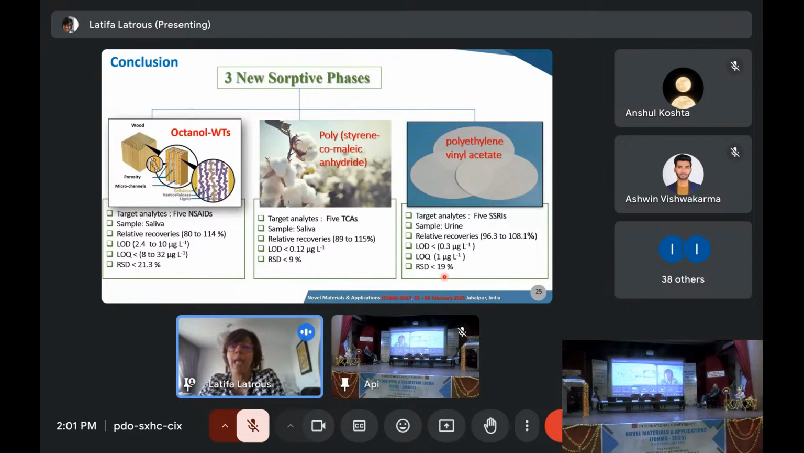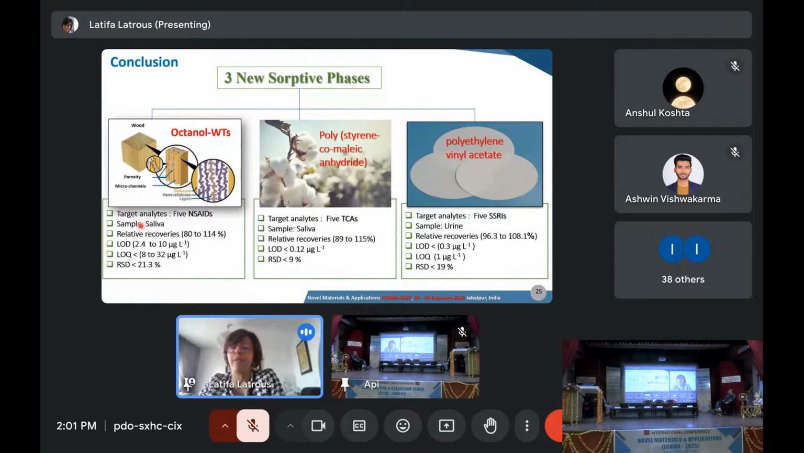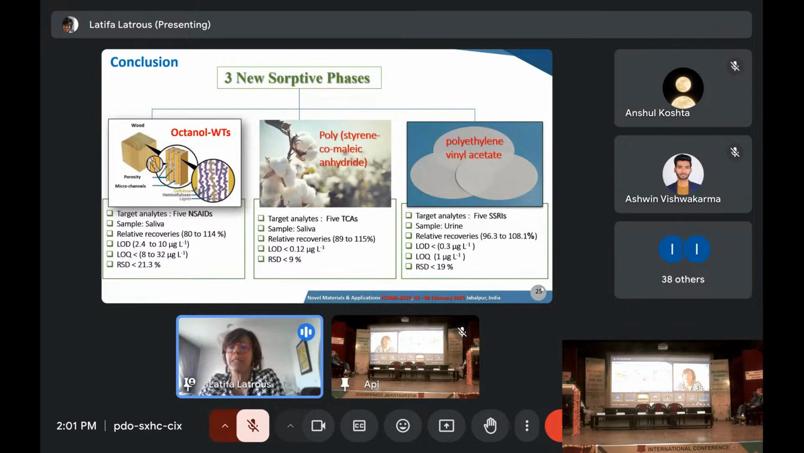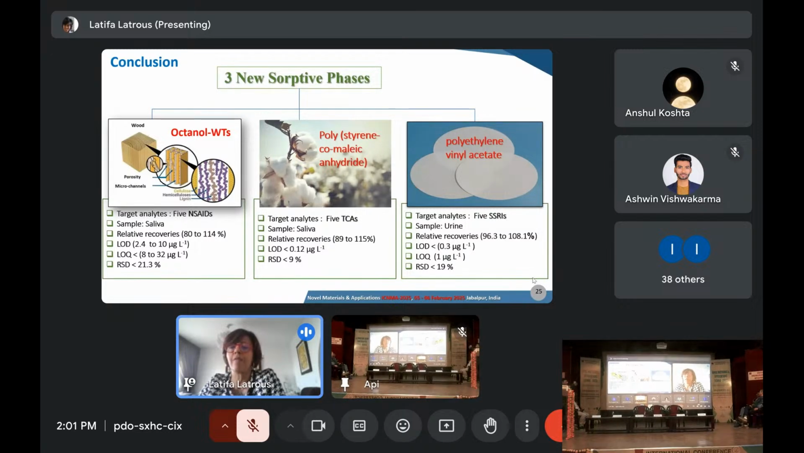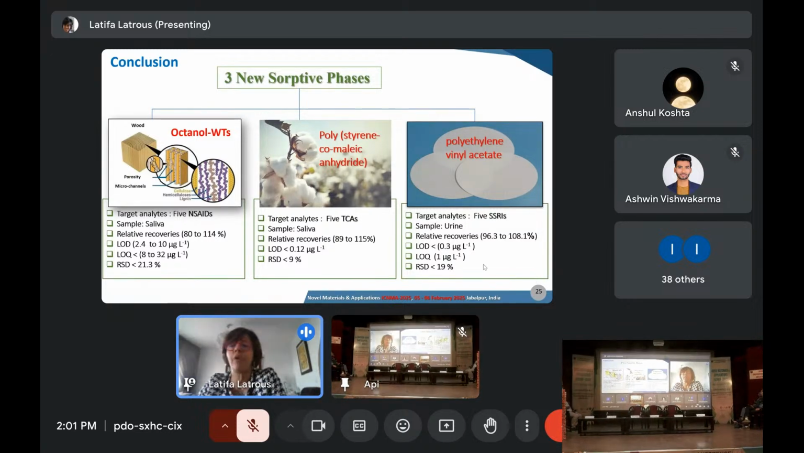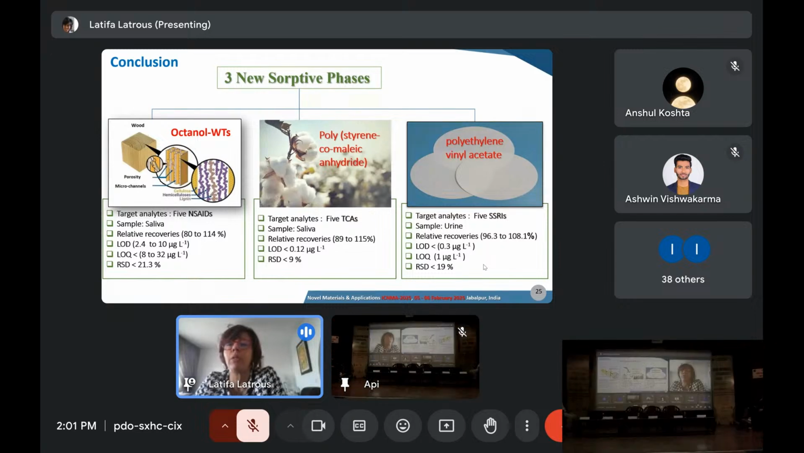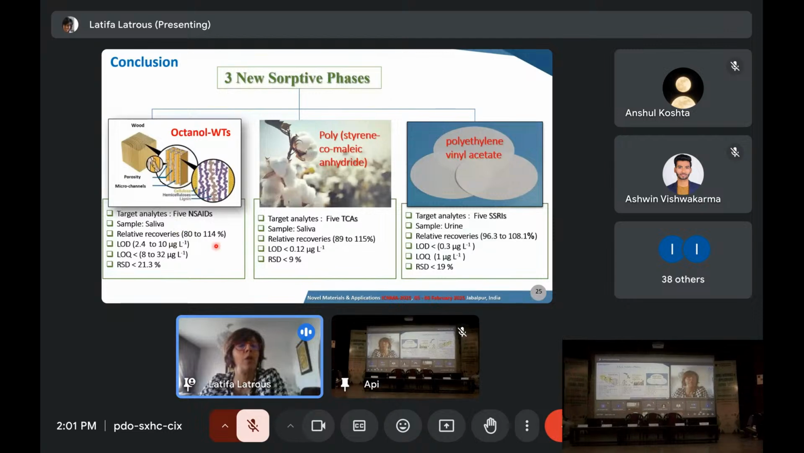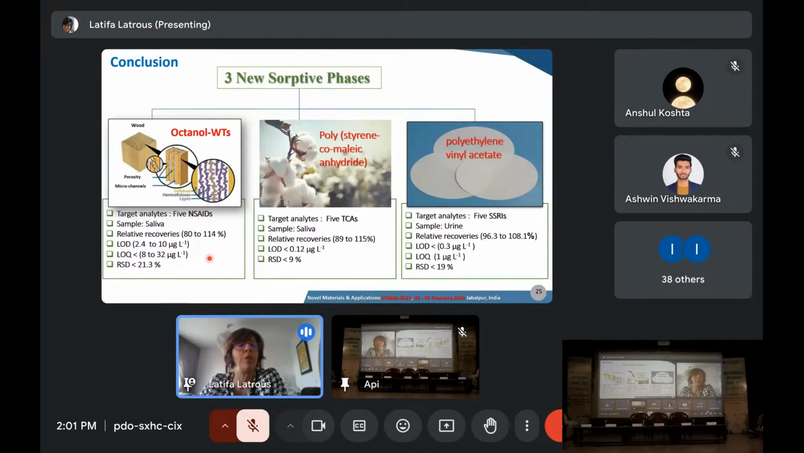In the first experimental development, octanol-coated wooden tips, toothpicks, were prepared and used as devices for extracting non-steroidal anti-inflammatory drugs from saliva samples, with good recovery and low limit of detection.